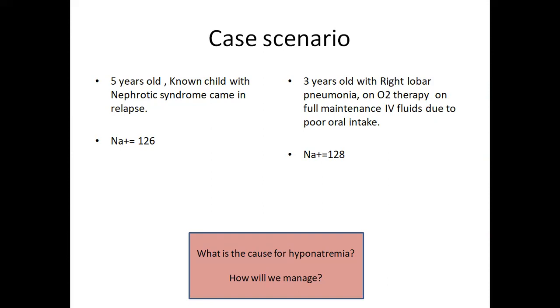For the 3-year-old, mostly it is due to SIADH. Okay. So in SIADH, what type of hyponatremia do you have? Euvolemic hyponatremia. Good. In the 5-year-old, that is hypervolemic because of nephrotic syndrome. Hypervolemic hyponatremia. So how are you going to manage these two children? Euvolemic hyponatremia, fluid restriction. Okay.